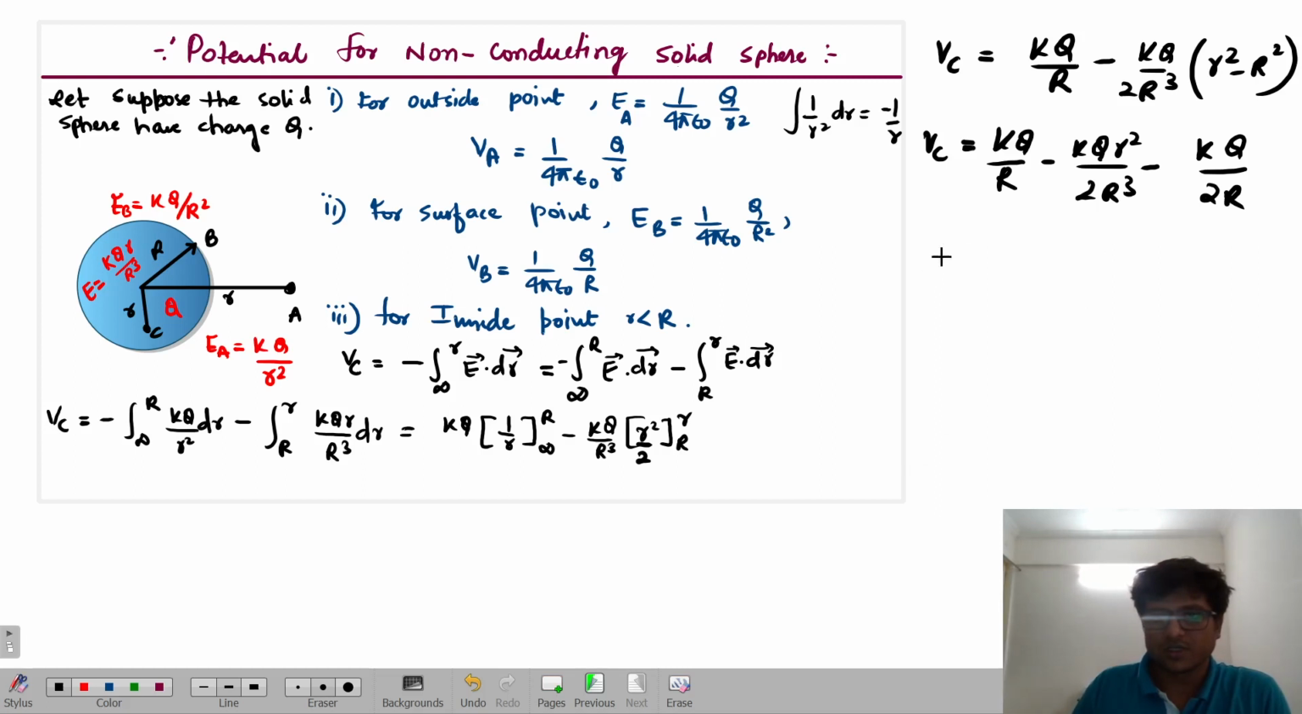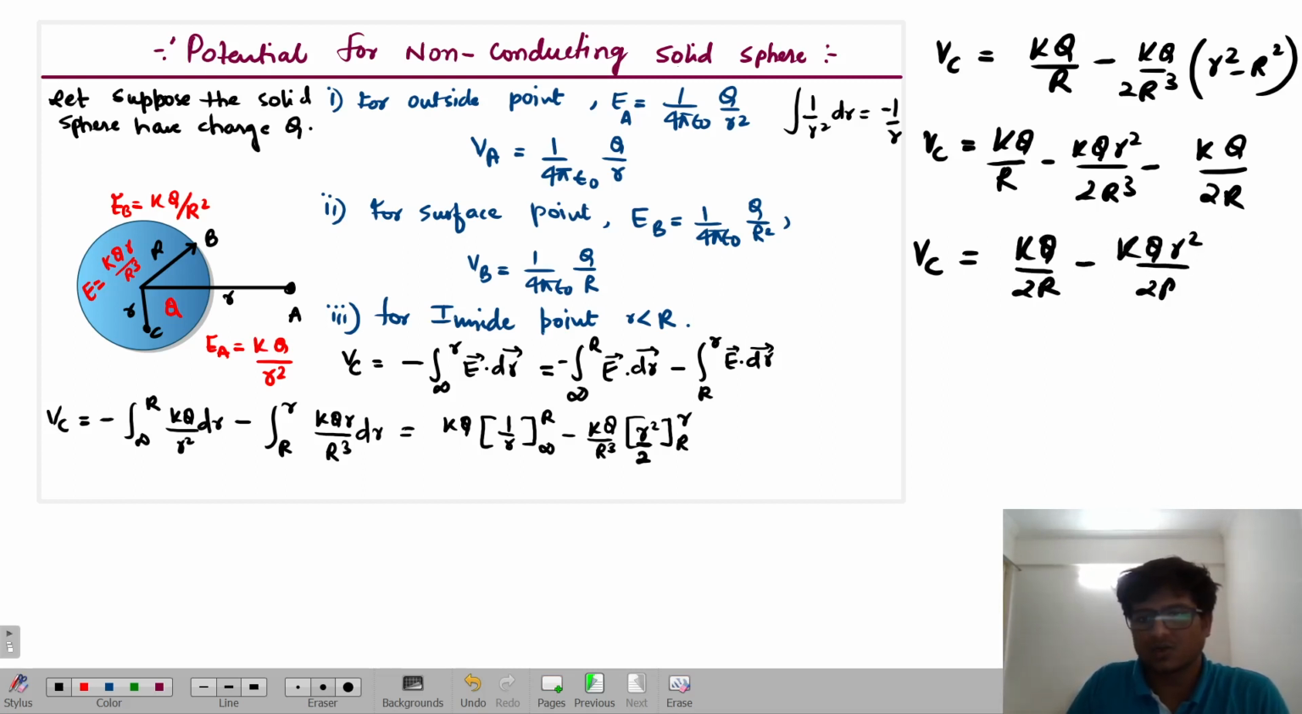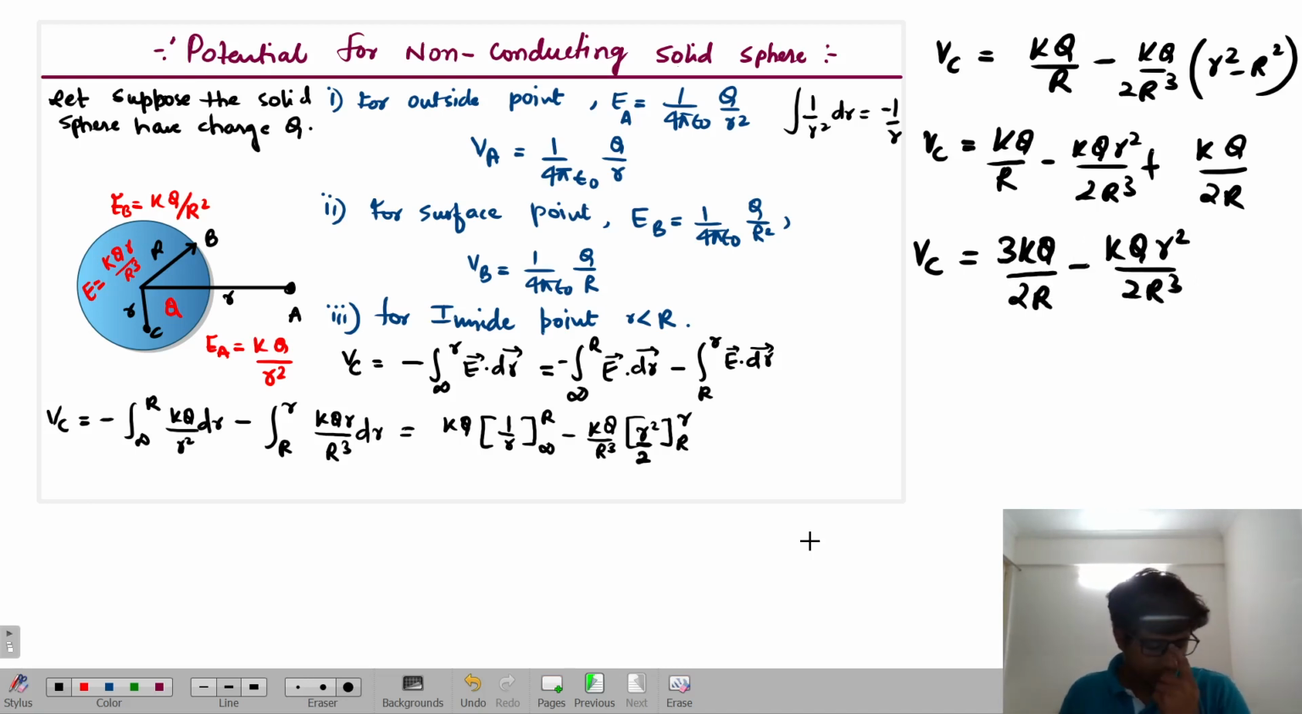Okay. So look over here. This VC will be KQ by 2R minus KQ R square by 2R capital Q. Are you able to get me or not? I think something, acha, 1 minute. Sorry. Yeah, I did a silly mistake. Here minus and minus will become plus, or not? So 3KQ by 2R minus KQ r square by 2R cube. Are you able to get me or not?